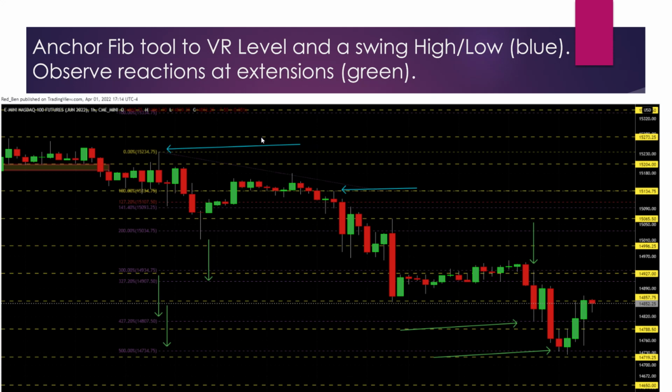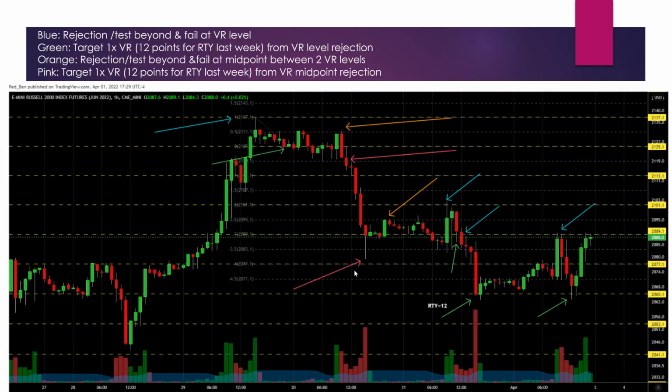But I do find, no matter where I anchor it, as long as one side is to a previously retested VR level and the other one is to a swing high or low, that I do get some really nice reactions to the extensions or negative extensions. Here are some more examples of the test reject, with the blue arrows here. So you can see we are in a bullish trend.